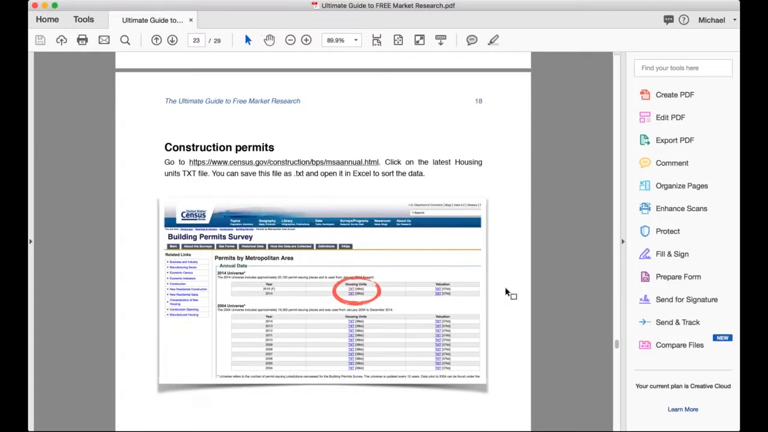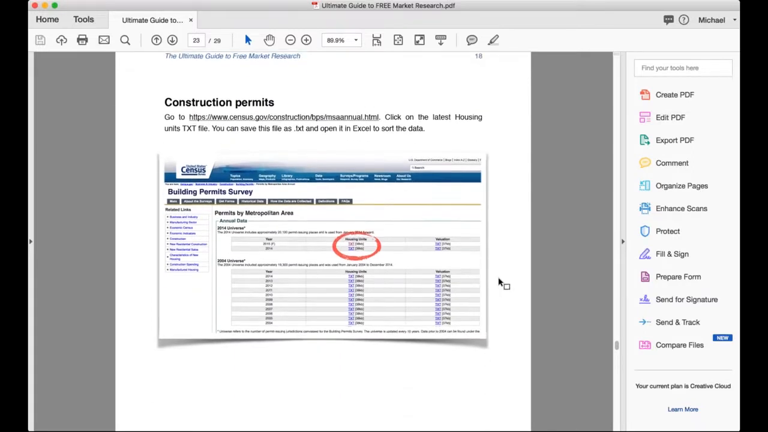Construction permits, again, looking at the supply side of things. This is kind of your crystal ball into the future, right? So if you know that there's 100,000 units available right now, but there's another 30,000 coming in the pipeline over the next 2 years, well, what's job growth looking like over the next 2 years? Are they going to overbuild, or does the market still have legs, as they say?